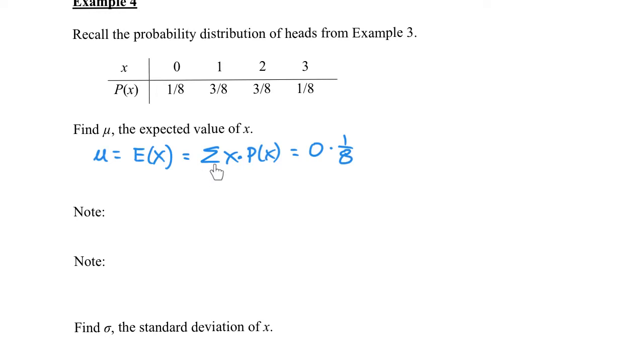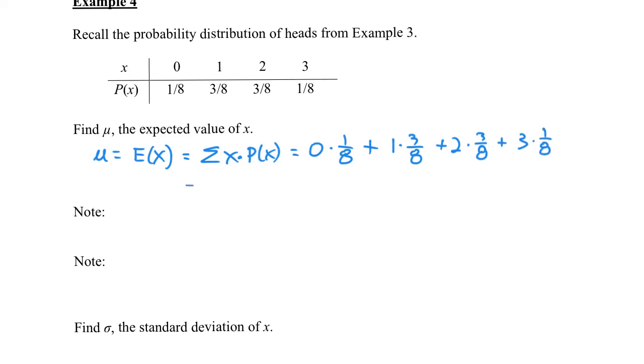plus, because it's a sum, plus, then we go to the next one. The next one is 1 times 3/8, the sum of 1 times the probability of getting one head, which is 3/8. Then we go right down the line and multiply across. So at this point we have plus 2 times 3/8, and then finally plus 3 times 1/8.